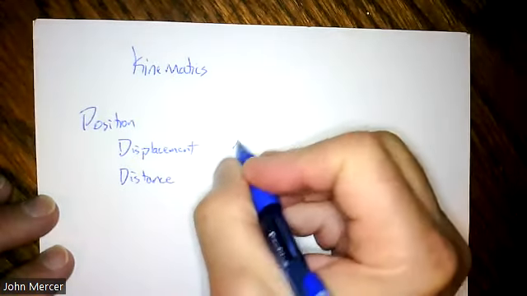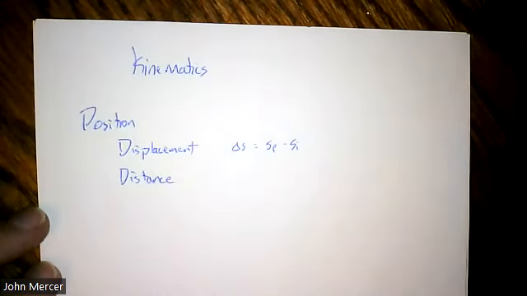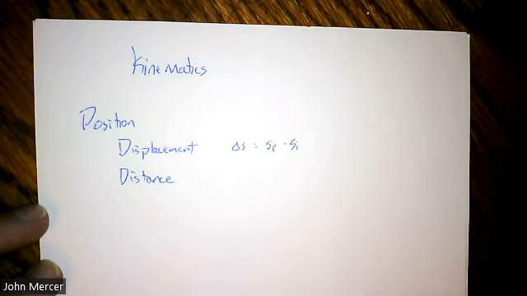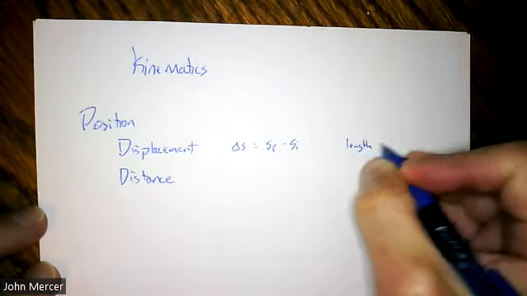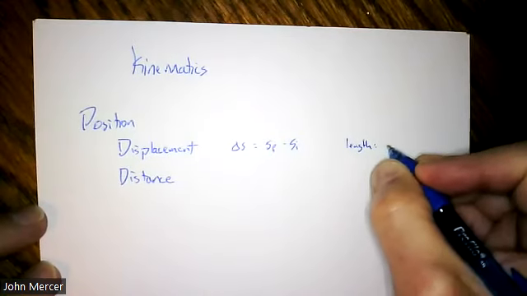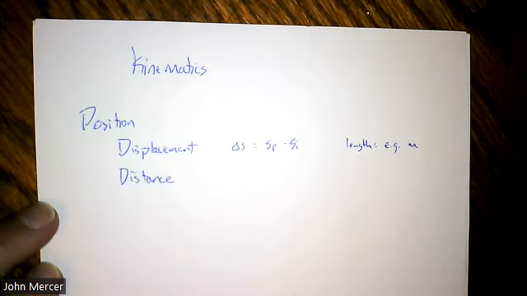And we have our equation delta S equals final position minus initial position. We don't have an equation for distance, we just measure that total change in position. The units are any units of length. So for example, meters, yards, feet, seconds. Oh, excuse me, not seconds.